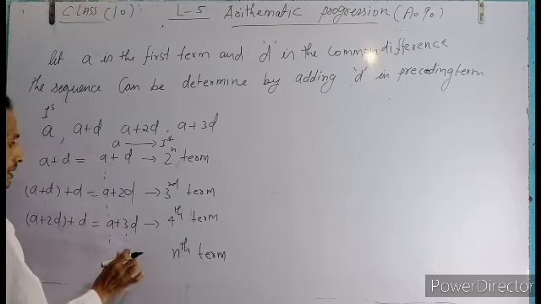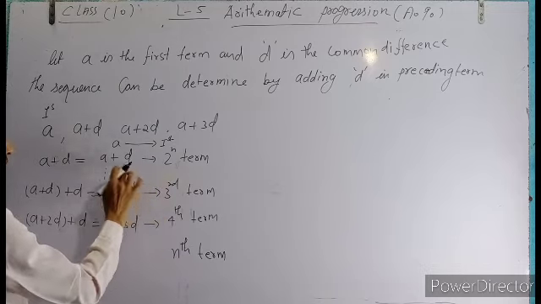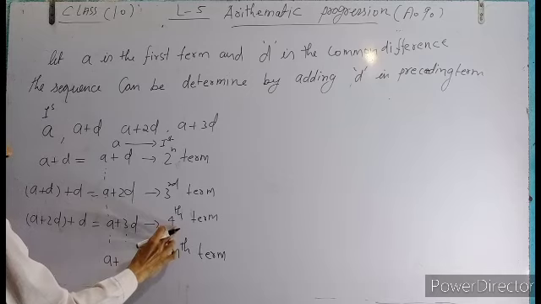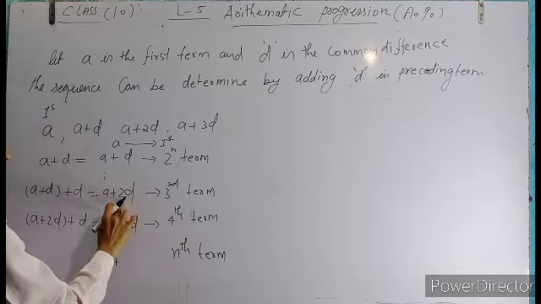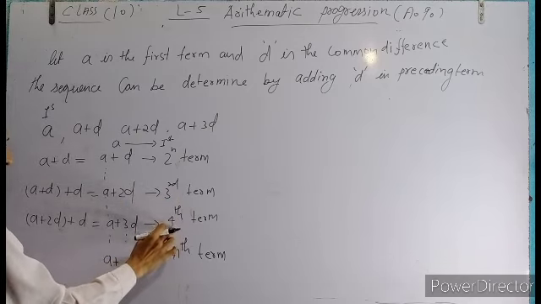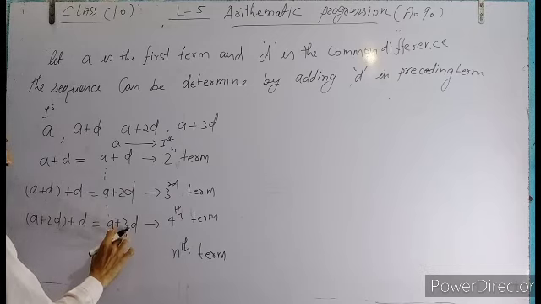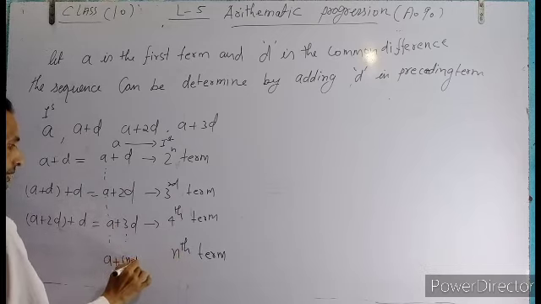So what will we have here? It will be A plus. You can see there is 2, then 1, 3, then 2, 4, then 3, meaning less than 1. For the 4th term it is less than 1 from 4, that is 3. For the nth term, it is less than 1 from n, which means n minus 1 into D.